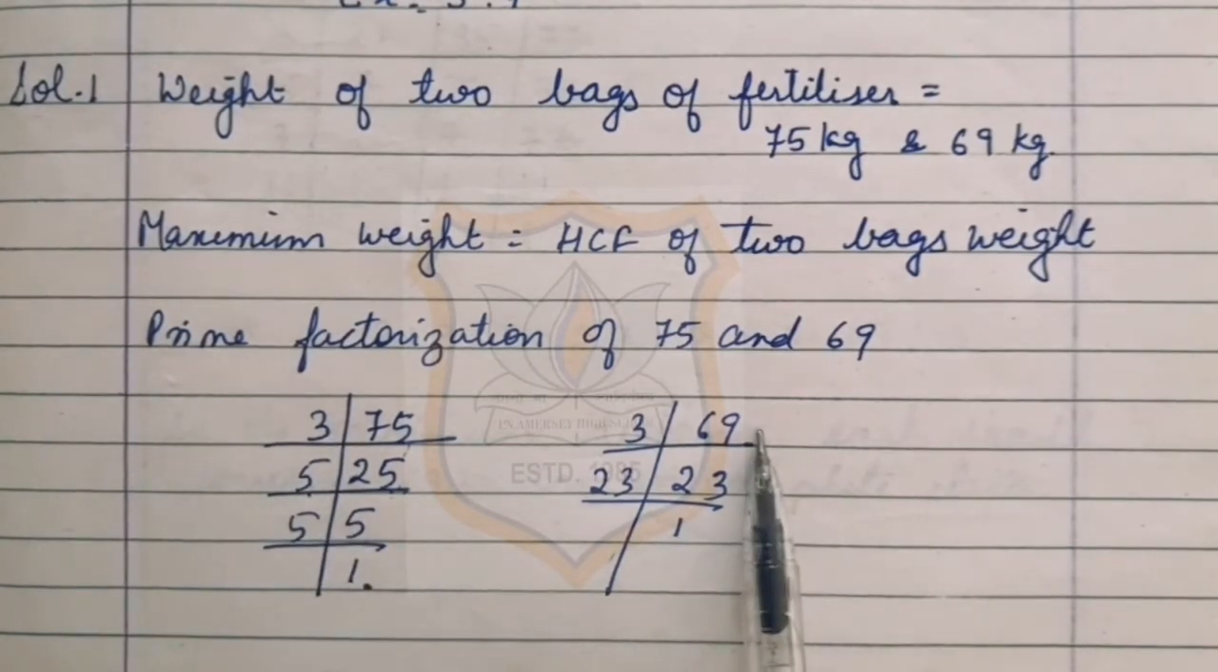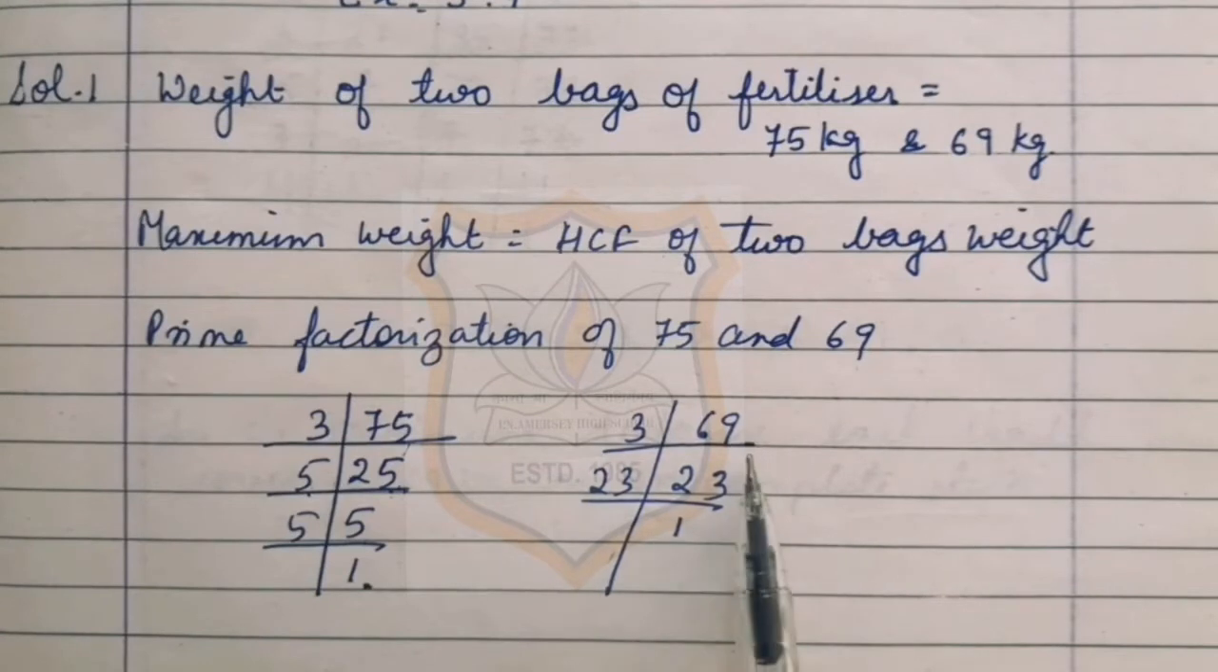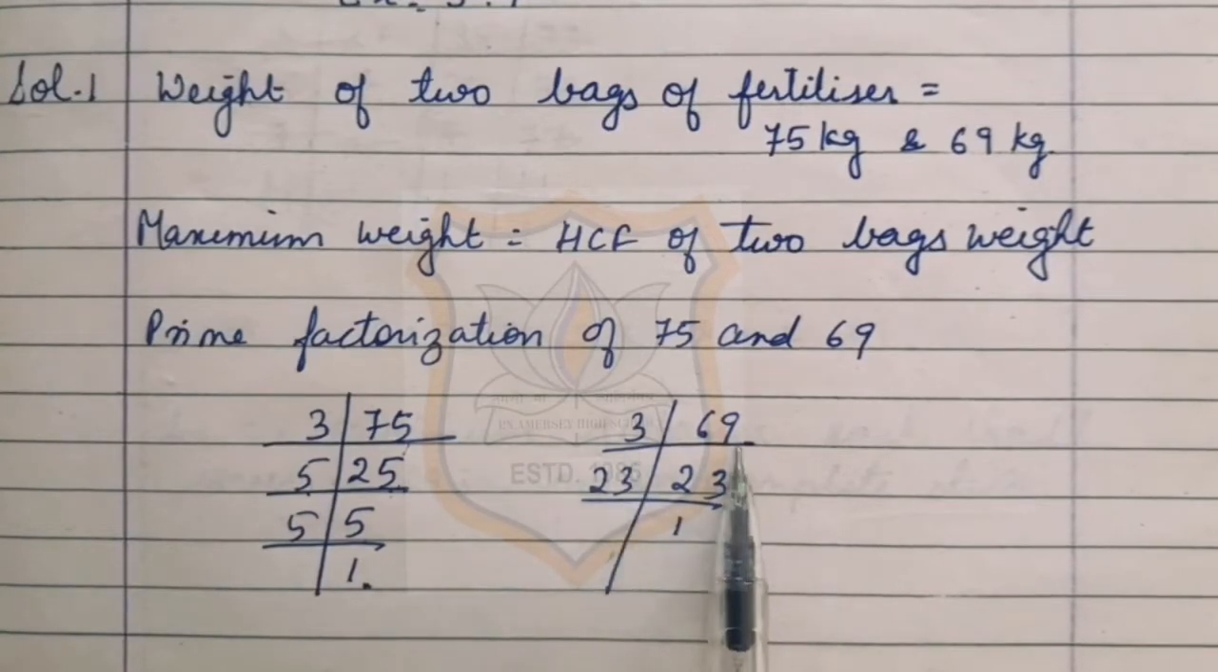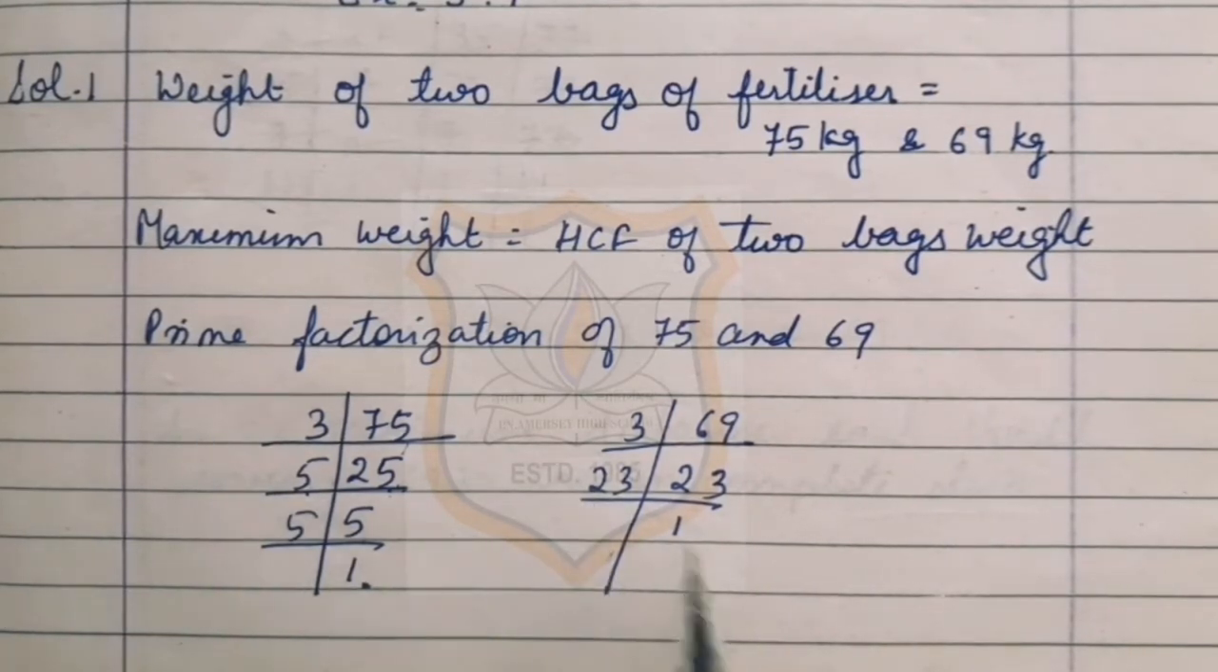Now we will find the prime factors of 69. As this number is not divisible by 2, we will first divide it by 3. We take 3 as a prime number. By dividing 69 by 3 we get 23, and 23 itself is a prime number. So we divide 23 by 23. By dividing these two numbers we get 1 as quotient. So the prime factors of 69 are 3 and 23.